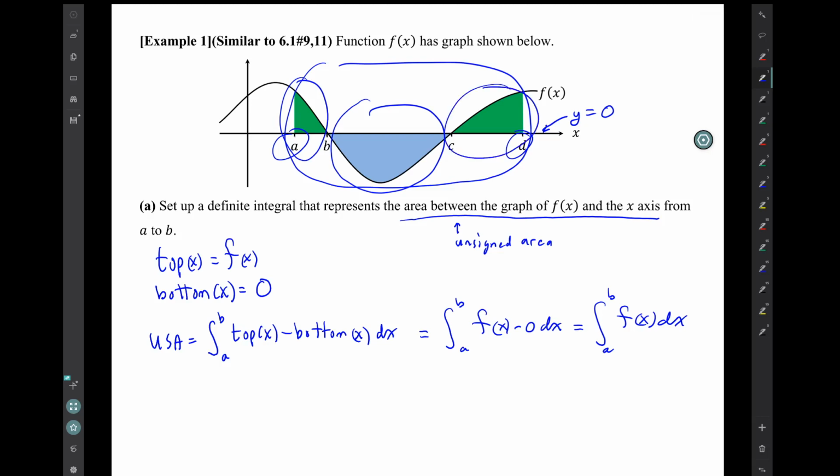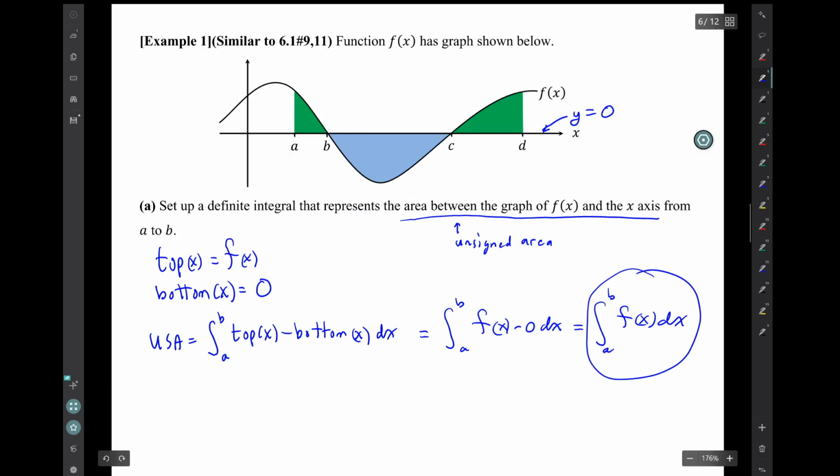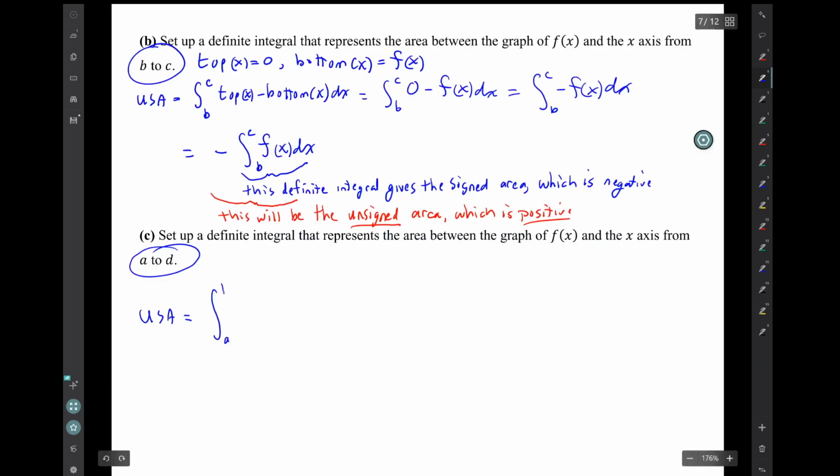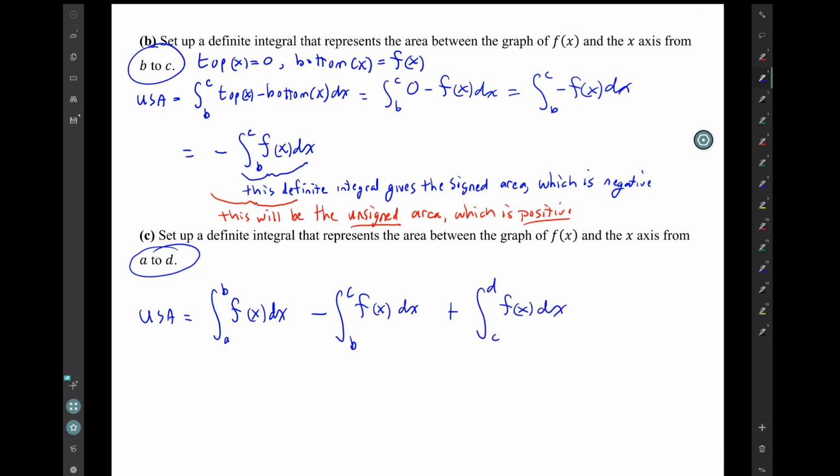On the green regions, the top graph is f of x. So those integrals will look just like this. The regular integral that would find the signed area of f of x. But on the middle interval, we've already seen that the integral needs to have a minus sign. So there's our definite integral. It's actually three definite integrals.